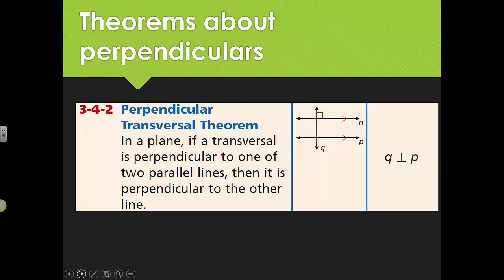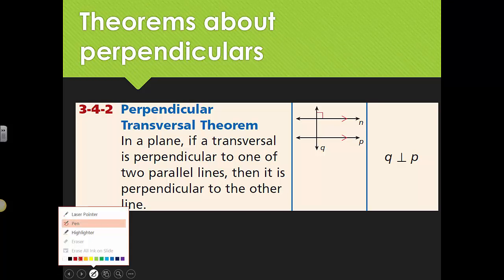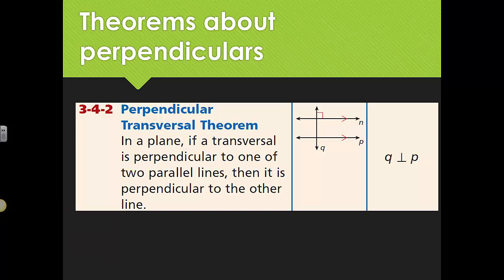The second theorem does have a name. That's called the perpendicular transversal theorem. And it says that in a plane, if you have two lines that are parallel, and you have a transversal, and that transversal is perpendicular to one of the parallel lines, then it is safe to assume that the transversal is also perpendicular to the other line.